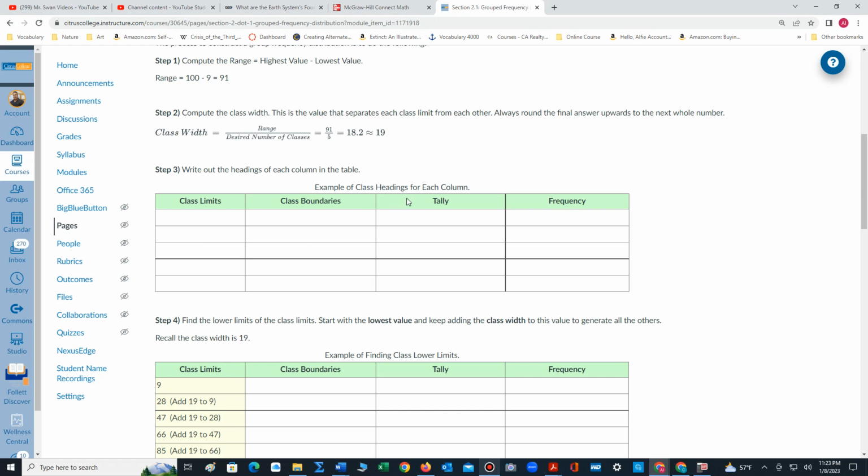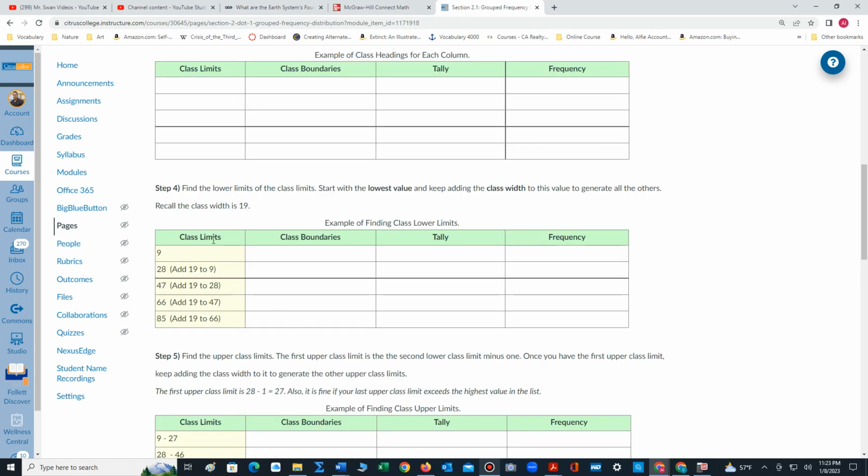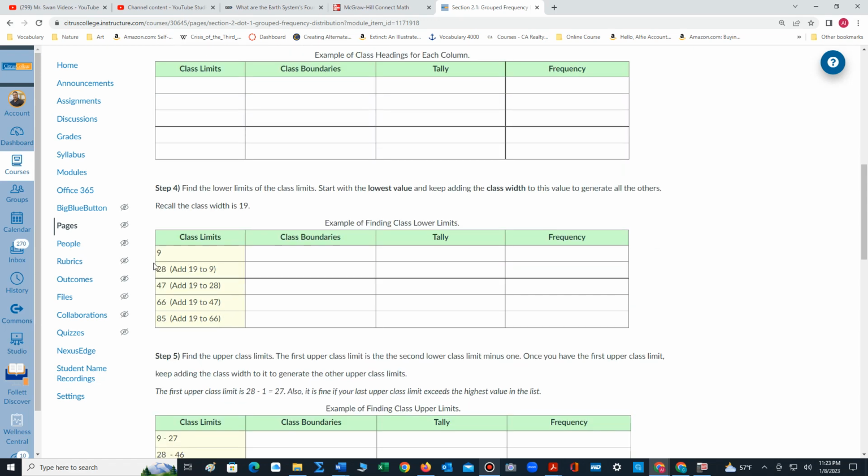The frequency distribution will have 4 columns: class limits, class boundaries, tally, frequency. Now, to find the class limits, we always begin with the lowest value, which is 9, and then we continuously add the class width. In this case, it's 19. So if we add 19 to 9, we get 28. Add 19 to 28, we get 47. 19 to 47, we get 66. And 19 with 66 to get 85. These are the lower class limits.